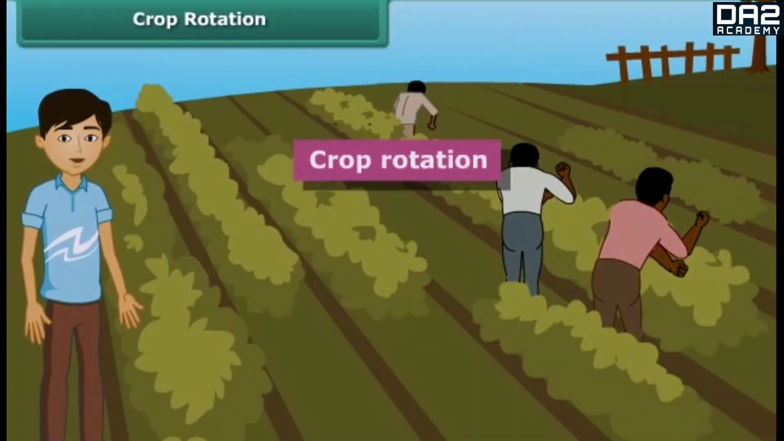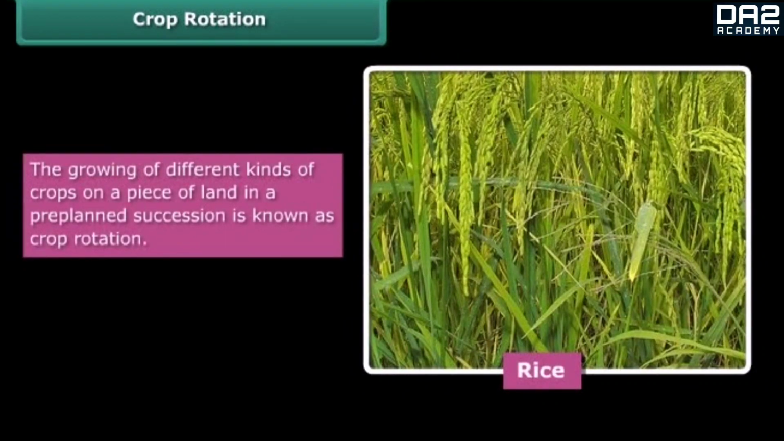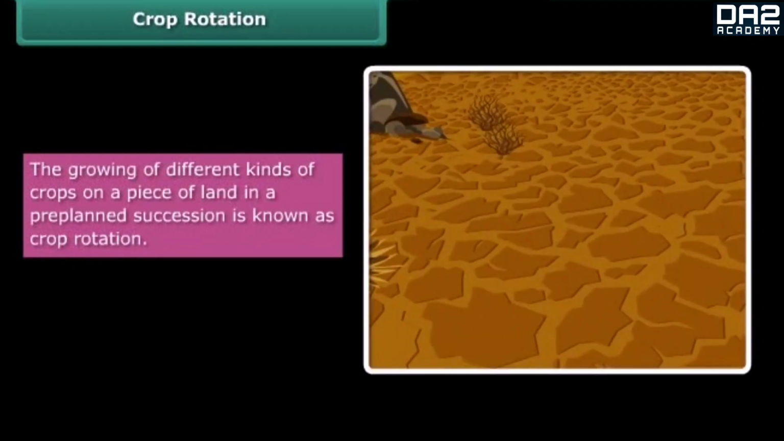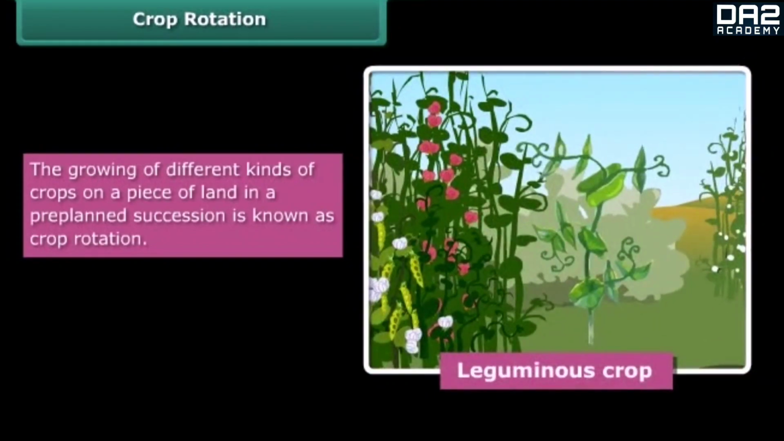Do you know, when a cereal crop like rice is grown in the soil, it uses up a lot of nitrogenous salts, so that if another cereal crop is grown in the same soil, the soil becomes nitrogen deficient. So by rotation, a leguminous crop should be grown after a cereal crop.